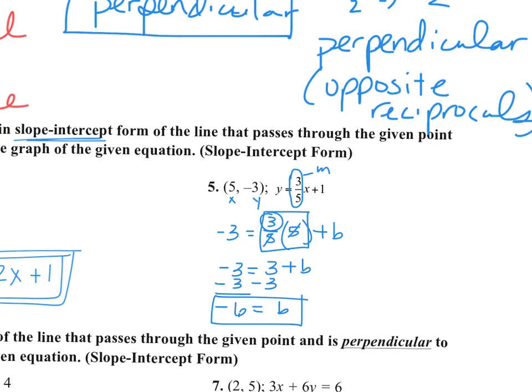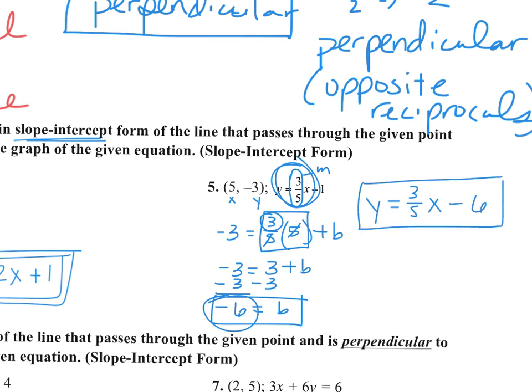And now I can plug it into the formula using my slope. Y equals 3/5 times x minus 6. And that is your slope-intercept form.